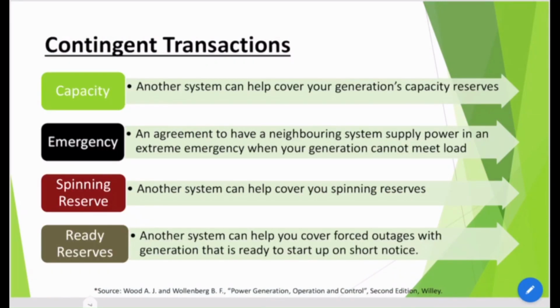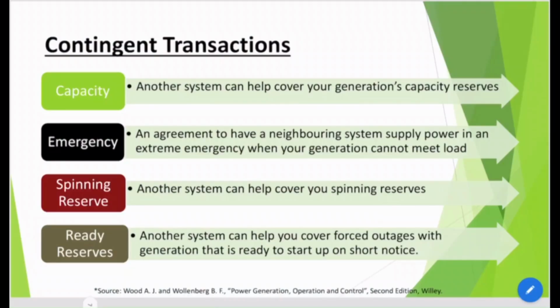Now let us move to contingent transactions. Capacity. What is capacity? Another system can help cover your generation's capacity reserves. Emergency, an agreement to have a neighboring system supply power in an extreme emergency when your generation cannot meet the load. Spinning reserve, I've talked about spinning reserve in the past, but still another system can help cover your spinning reserve. Ready reserve, another system can help you cover forced outages with generation that is ready to start up on short notice.